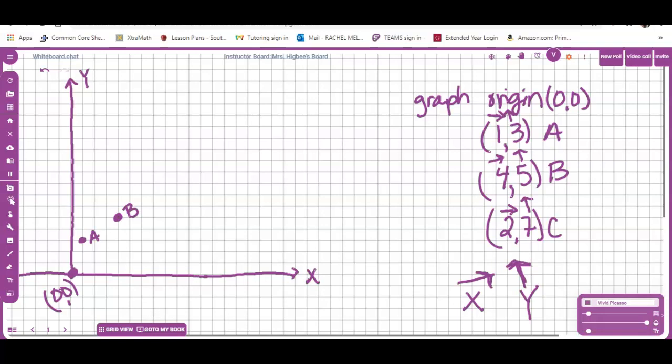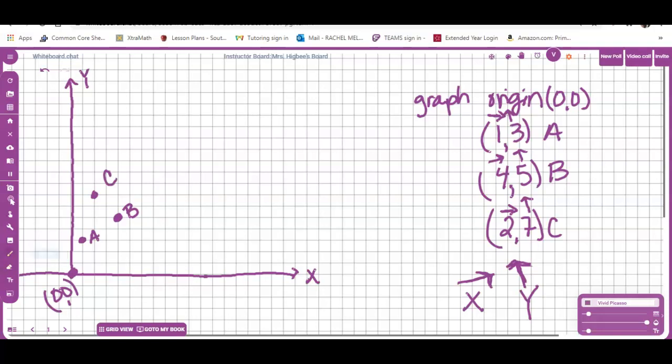Now I want to do 2, 7. Starting at my origin, I go over 2, and I go up 7. 4, 5, 6, 7. So my C is right there.